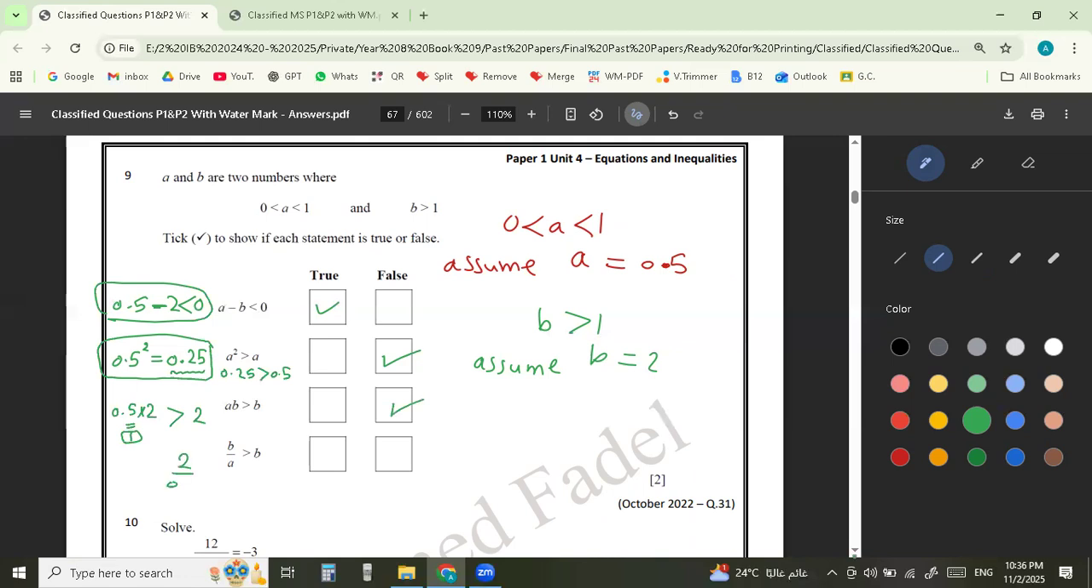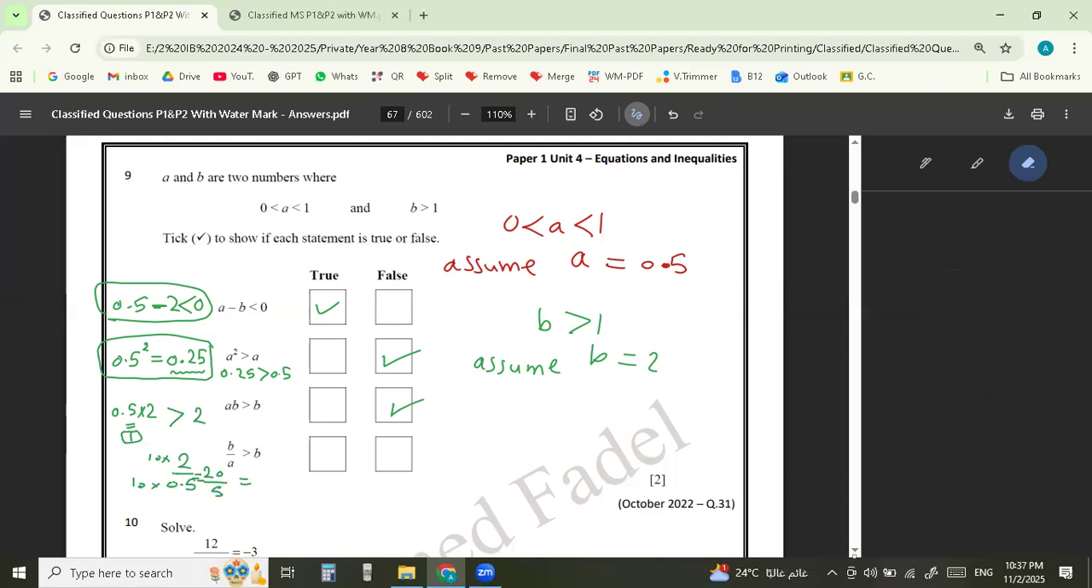The B over A, we said 2 over half. Oh, mister, we agreed we cannot answer this way. I have to make the denominator a whole number. So times 10 up, times 10 down. So 20 equals 20 over 5 equals, that is not neat enough.